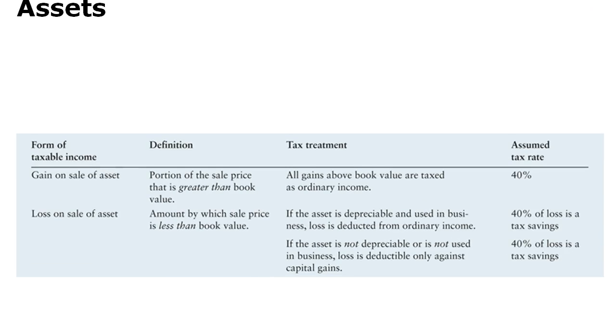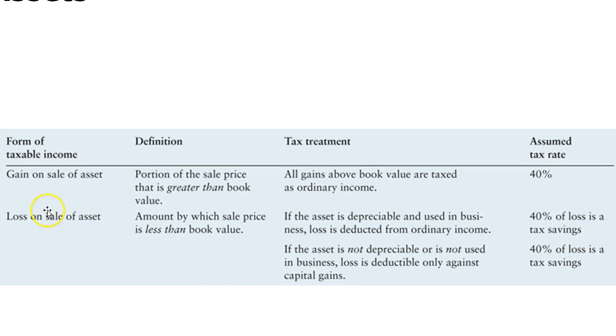So this makes it a little bigger so you can see it. So gain on the sale is a form of taxable income. So gain on the sale of an asset, the portion that's bigger than the book value. So whatever you sold it for, the money that's above the book value is going to be taxed as ordinary income. So assume around 40% for a corporation.